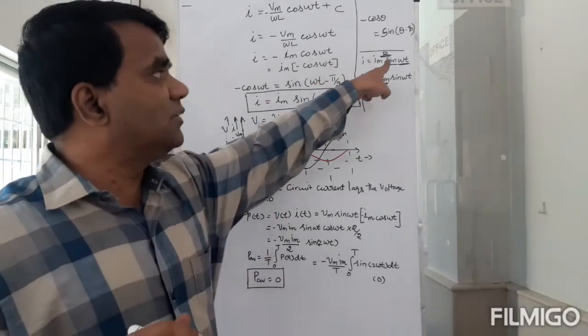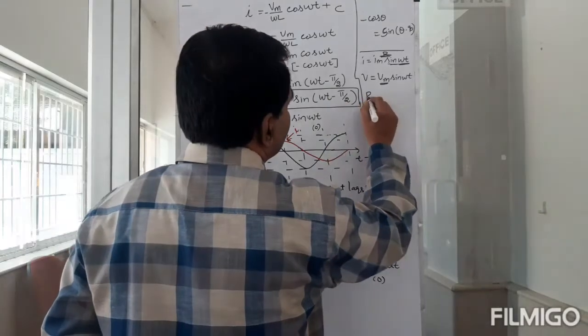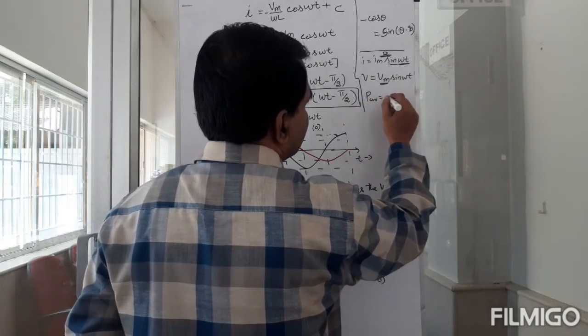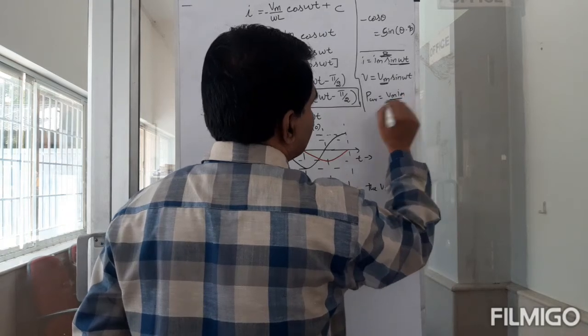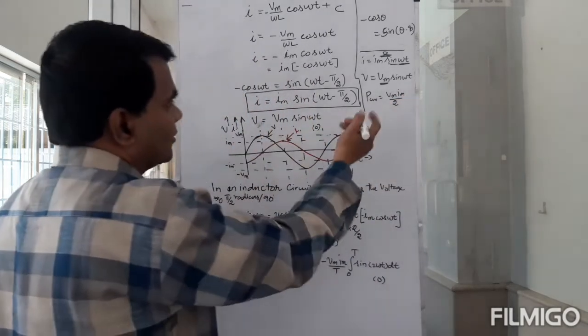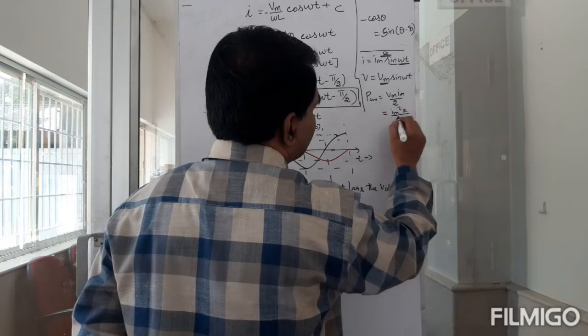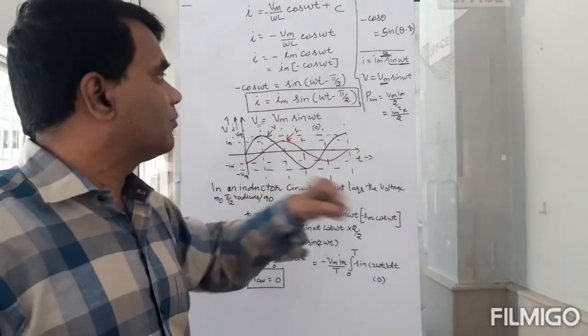But that is not the case with the resistive circuit. The average power there was equal to Vm Im by 2, or Im square R by 2. That's what you got in this.